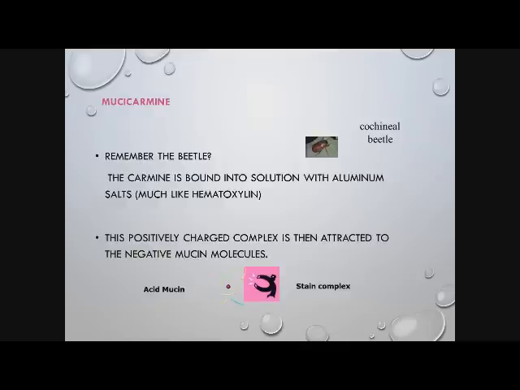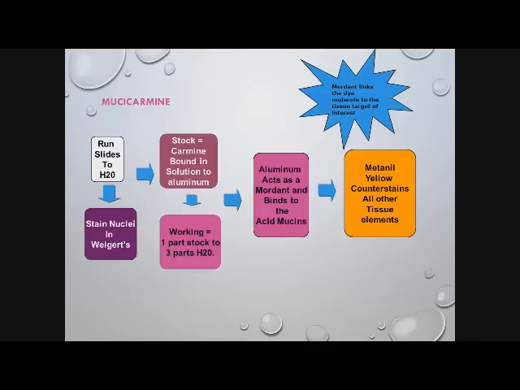This is kind of what happened with mucicarmine. The carmine is bound into solution. Those beetle powders are bound into solution with aluminum salts, and it attaches then to the tissue. So the positively charged complex is then attracted to, guess what? The negative mucin molecule, and we end up with staining. Here is a pictorial view of mucicarmine.